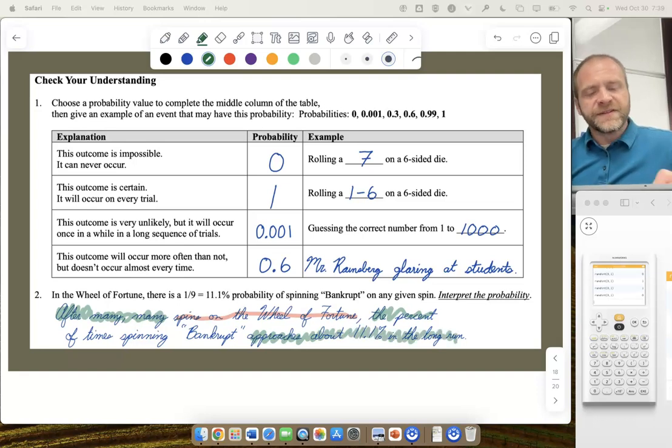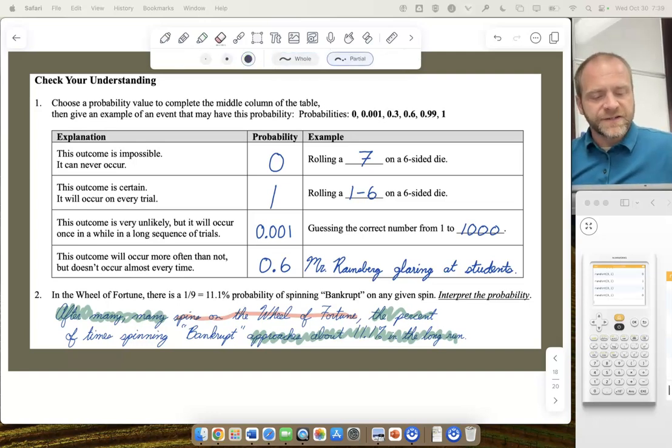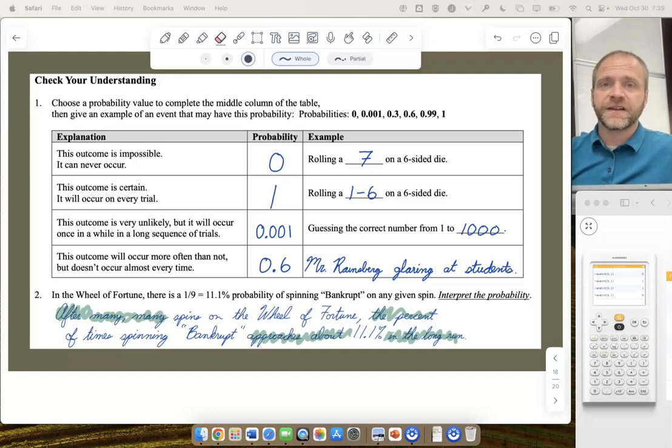And so really that 11.1% is going to be our context based off the problem. But you can see we really repeated something we've already talked about before. If I do something many times, whatever that context is, spins on the Wheel of Fortune, the probability, or the percent, what event am I looking at? The times of spinning bankrupt is going to approach about whatever that probability is in the long run.